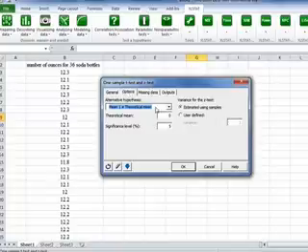Options are, we're going to be doing a two-tail test. In other words, our hypothesis is that we are going to see if the number of ounces in our soda bottle is indeed equal to 12 ounces. So the alternative hypothesis would be not equal. We're going to use a 5% significance level.